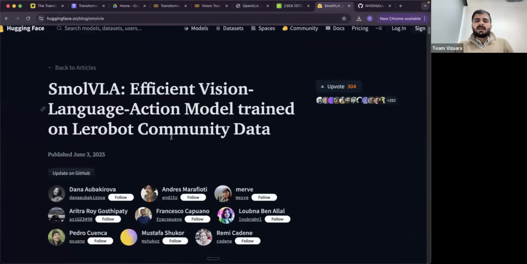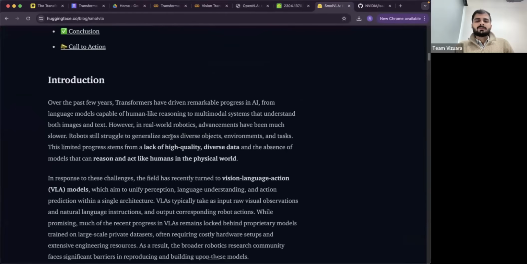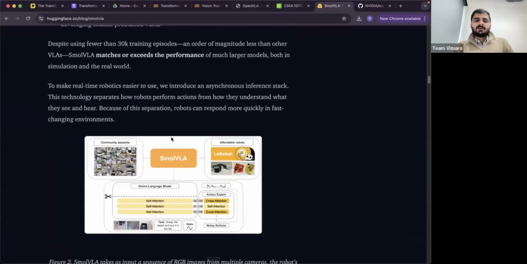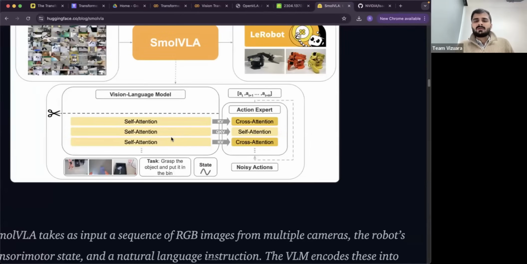Then we have SmolVLA. If you look at the documentation of SmolVLA, you come across terms like self-attention, cross-attention, then this QKV. And if you don't understand transformers, it is extremely difficult to understand what the policy is doing. If you don't even know what self-attention means, what cross-attention means, what these Q, K, and V values are.